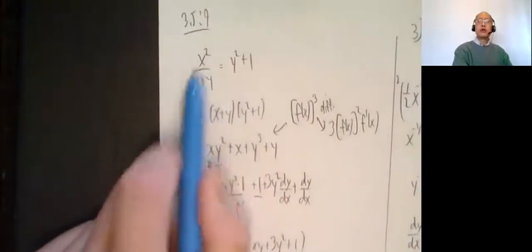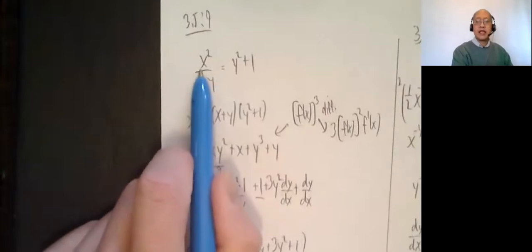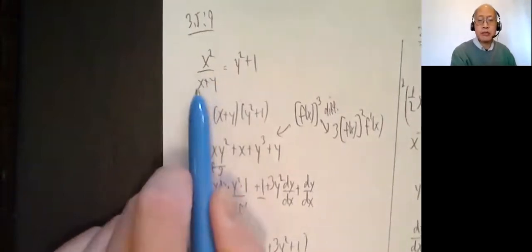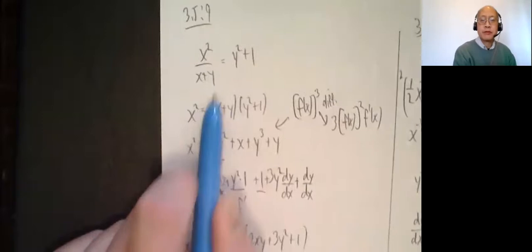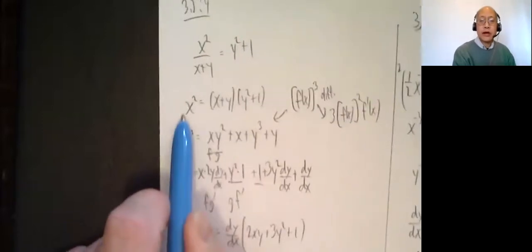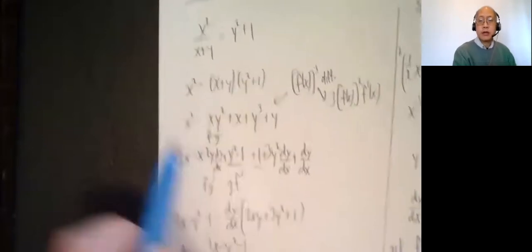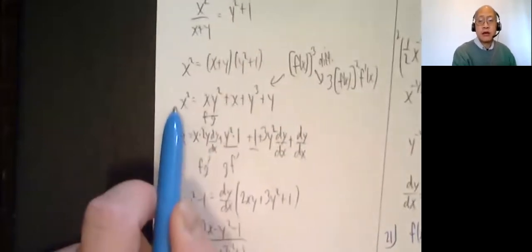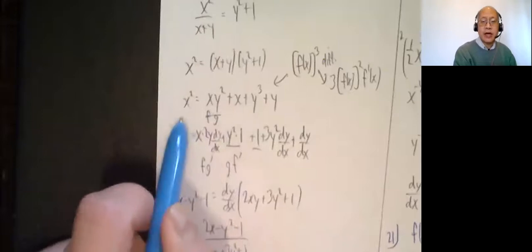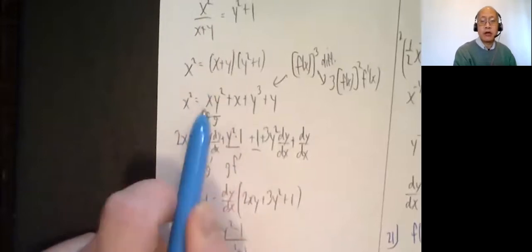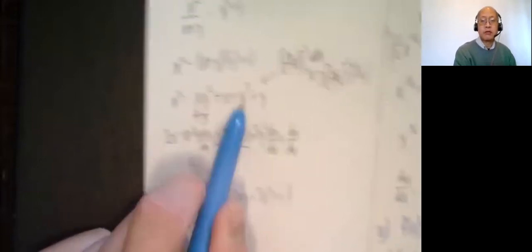Now, you could do a quotient rule, but I think it's easier to avoid it. Just multiply both sides by x plus y before we start. So x squared equals x plus y times y squared plus one. And I FOIL this out. x squared is x, y squared plus x plus y cubed plus y.